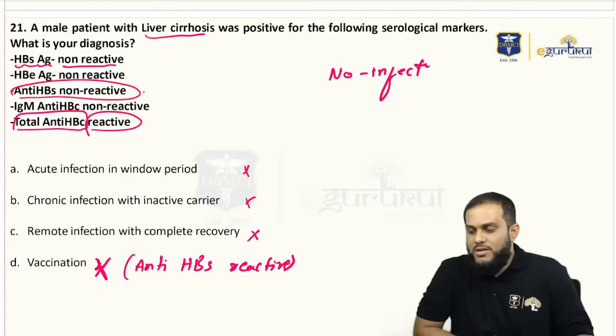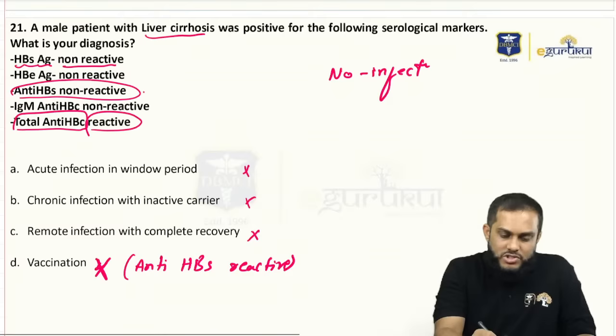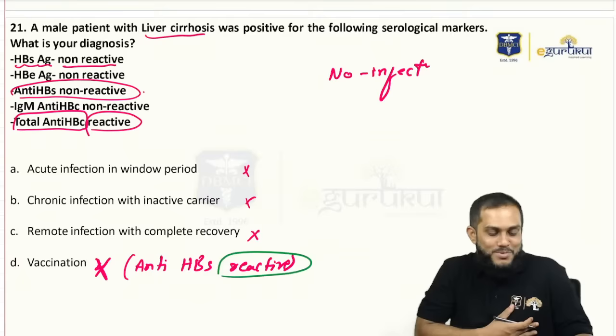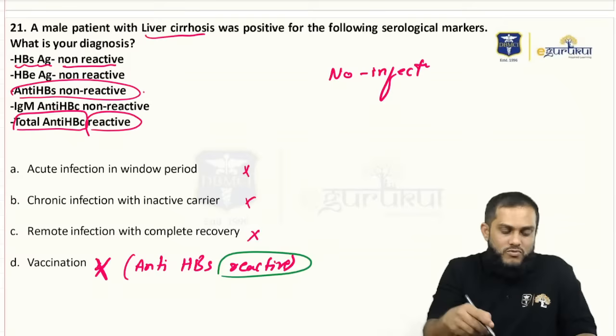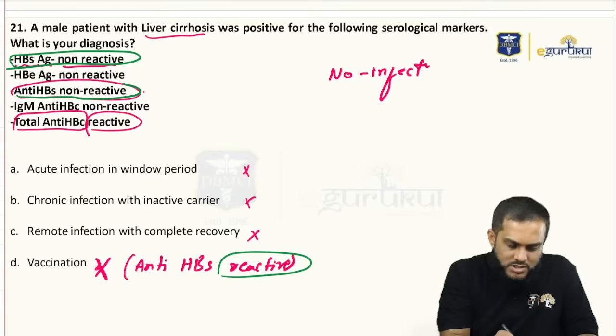Sir, it can't be vaccination because in vaccination anti-HBs is the one which is reactive. HBsAg is not there, so infection is also not there. Then no option is right. That is not possible. Right. If you see the question, one thing I want to highlight here is, I have given you the flow chart. HBsAg is negative. Anti-HBs is also negative.